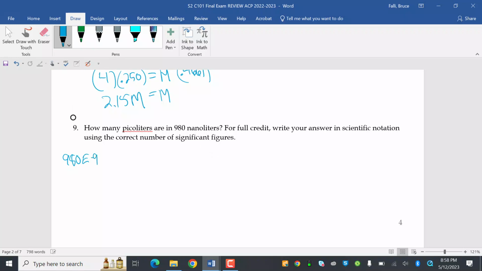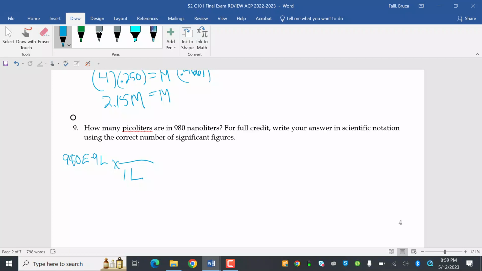I like to call that E-9 liters. And since I don't know, I'm going to do what you would have done if no one was looking. How many picoliters are in 1 liter? Guess who I just asked? I asked Siri. Do a quick conversion to give me all these zeros: 1, 2, 3, 4, 5, 6, 7, 8, 9, 10, 11, 12. It is 12. By the way, don't use your phone on the test.